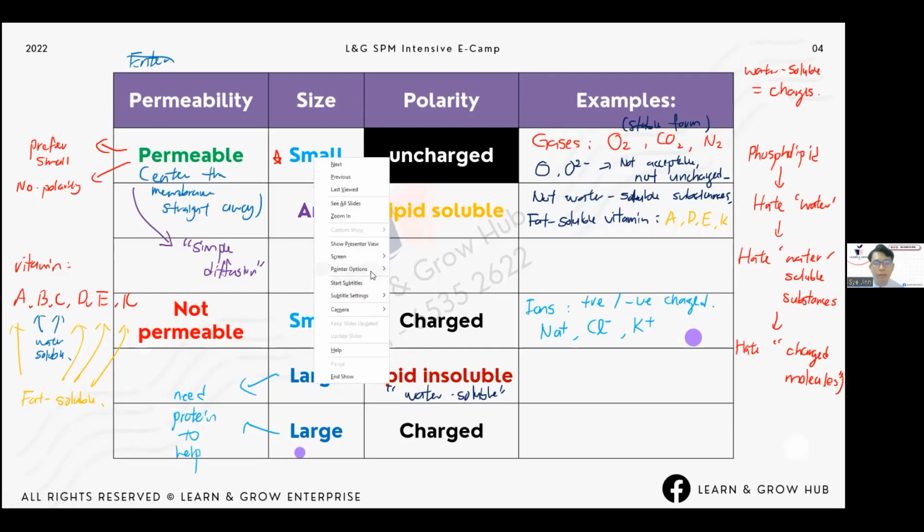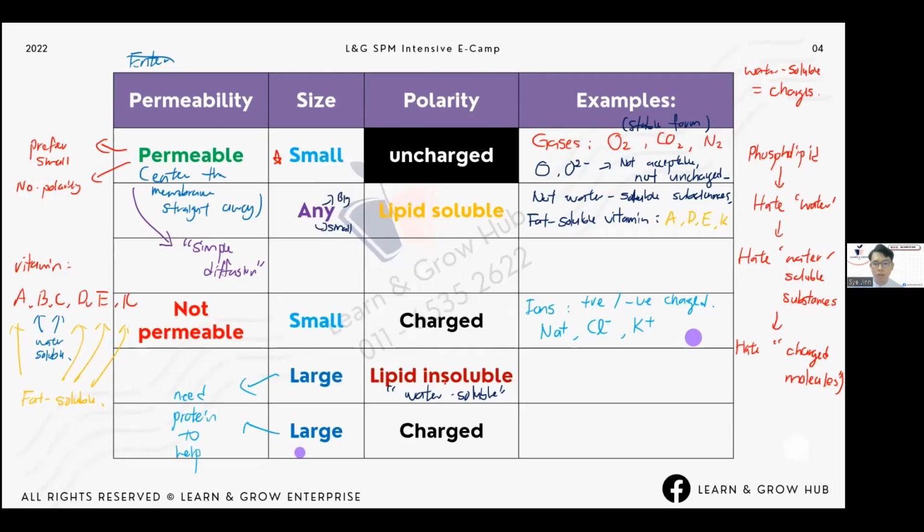So what are the examples? The water soluble, for example, in SPM, the most common component you learn, glucose, or any sugar. And if you ask me, large but with charge, there are examples from other chapters that I will revise with you in future. For example, a charged large molecule is amino acid.